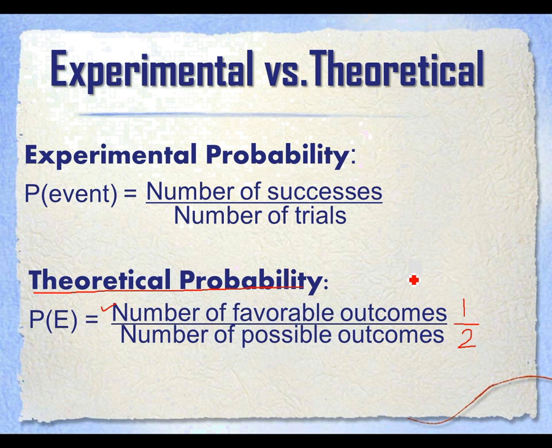That's what should happen. You should get a heads or a tails half the time. Doesn't always happen because of something called experimental probability. The coin does not have a mind. It does not think.